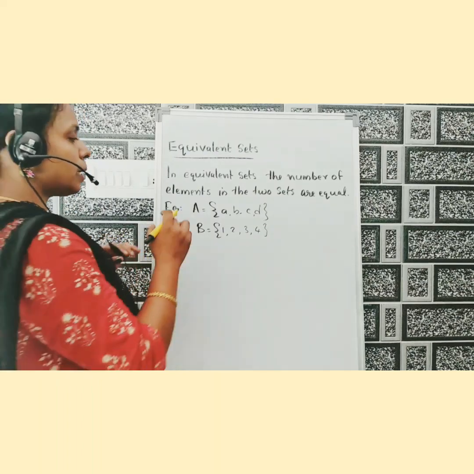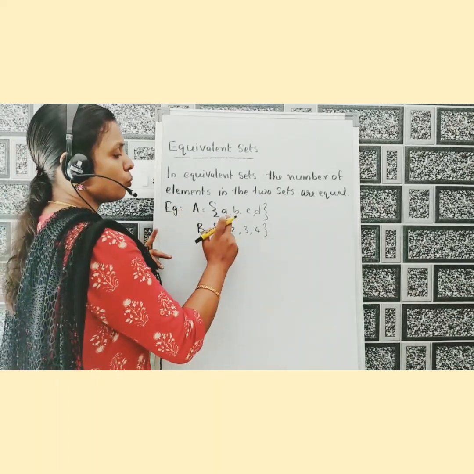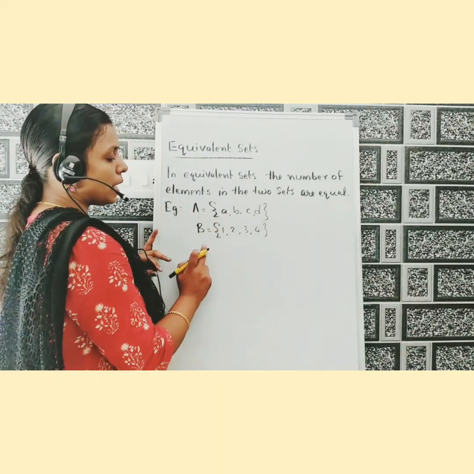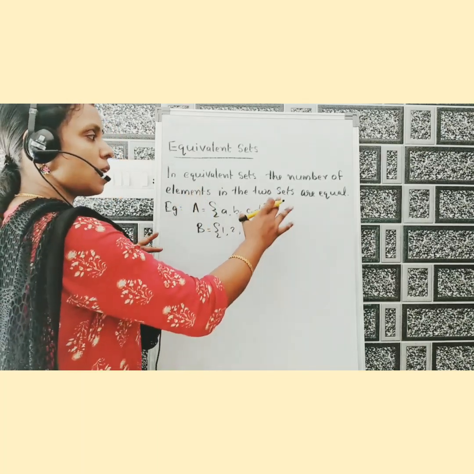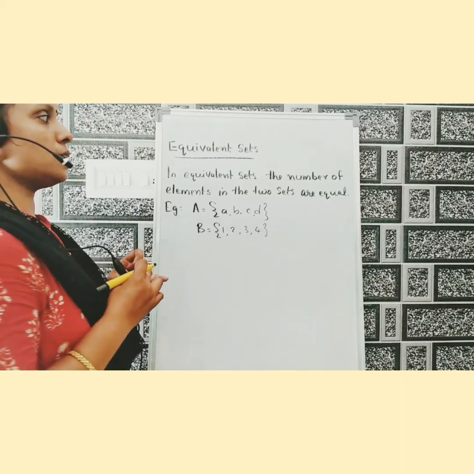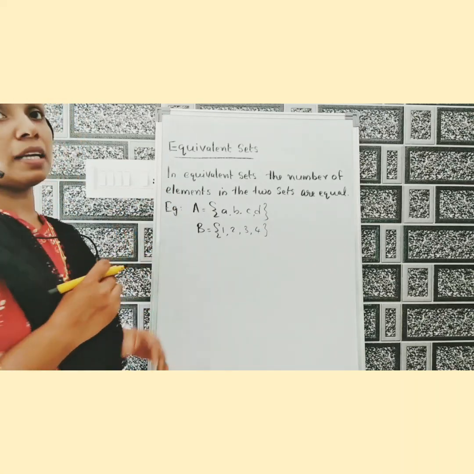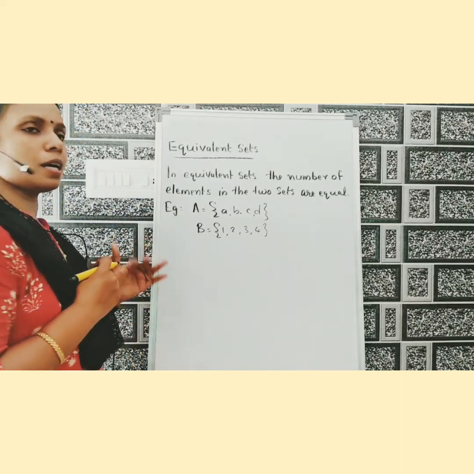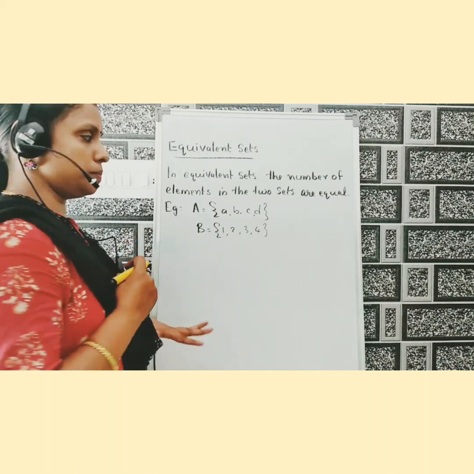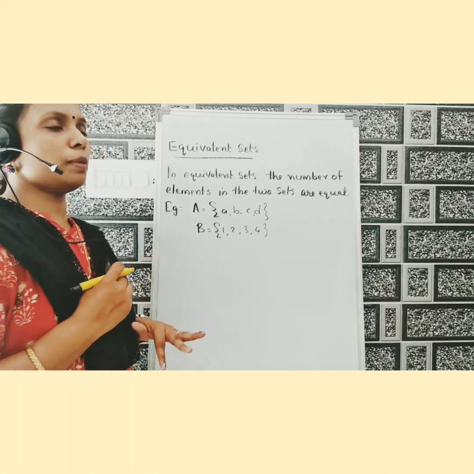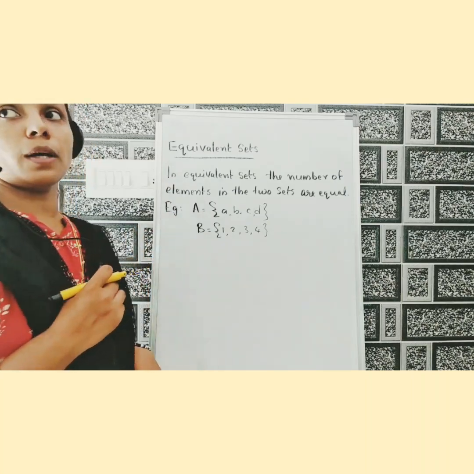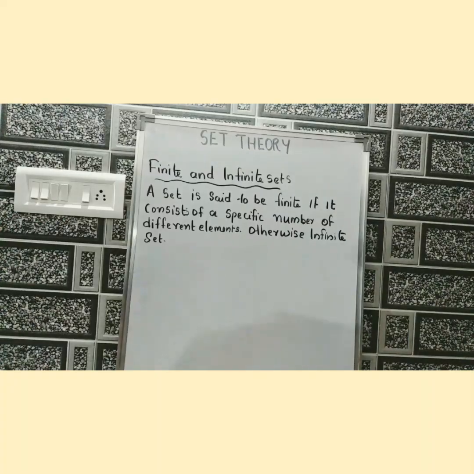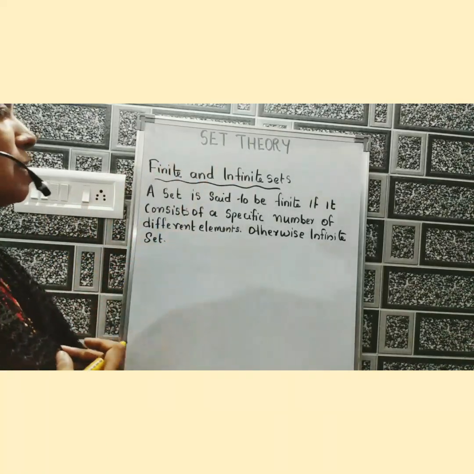Here, the number of elements in A is 4: 1, 2, 3, 4. And the number of elements in B is 4: 1, 2, 3, 4. The number of elements are equal. Then we say that these two sets are equivalent sets. Here the members are not equal but the numbers are equal. That is, n(A) equal to n(B). Then we say that these two sets are equivalent sets.